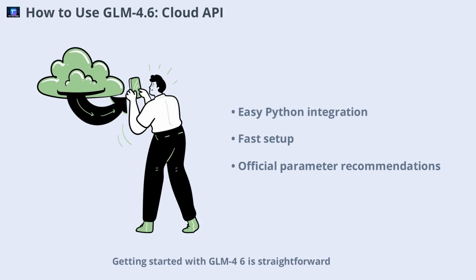Getting started with GLM 4.6 is straightforward. The fastest way is through Z.ai's Claude API. With just a few lines of Python code, you can start coding immediately. Simply get your API key from Z.ai. Set the recommended parameters, temperature 1, top P 0.95, and you're ready to go. This method is perfect for those who want instant access without worrying about hardware requirements. For most engineers, the API route offers the best balance of convenience and performance.